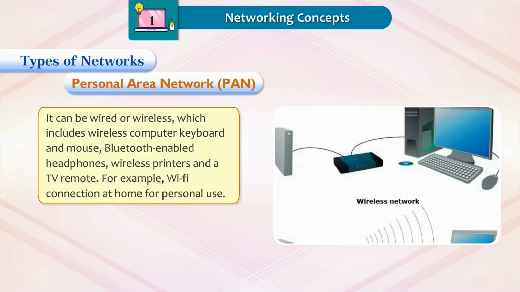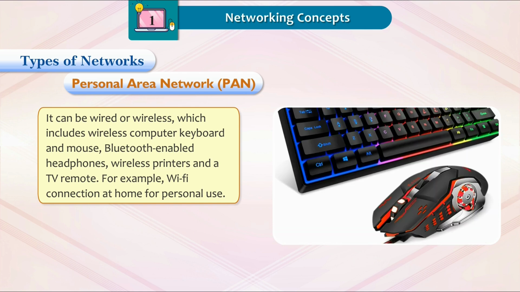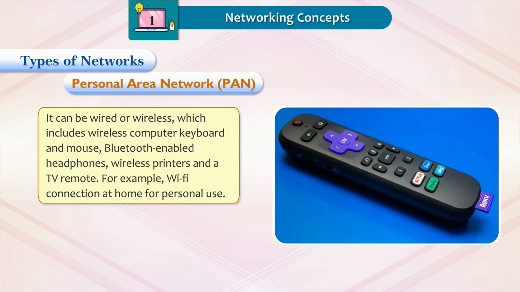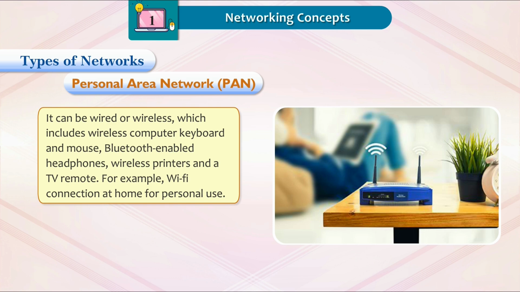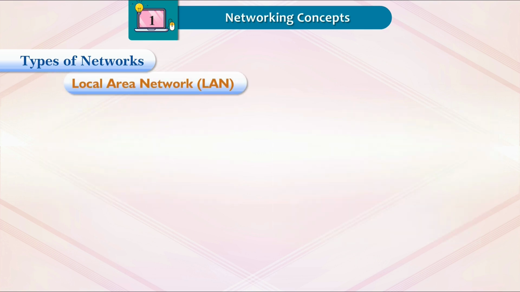It can be wired or wireless, which includes wireless computer keyboard and mouse, Bluetooth-enabled headphones, wireless printers and a TV remote. For example, Wi-Fi connection at home for personal use. Local Area Network or LAN.